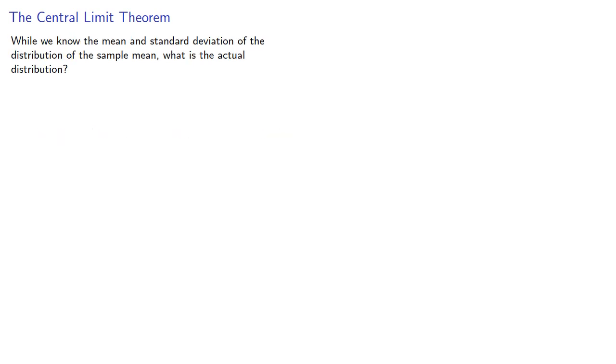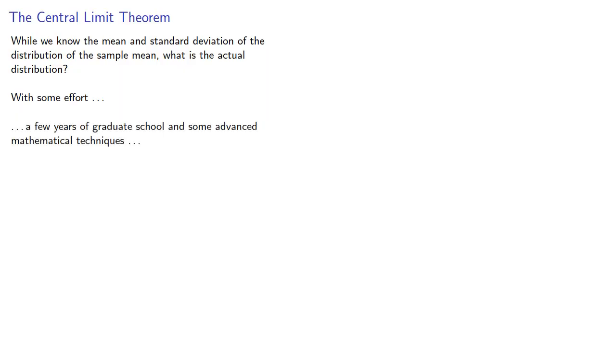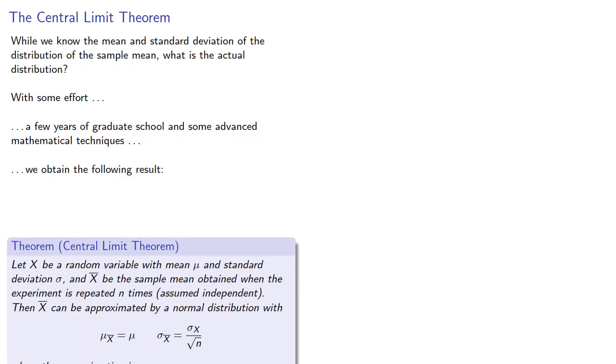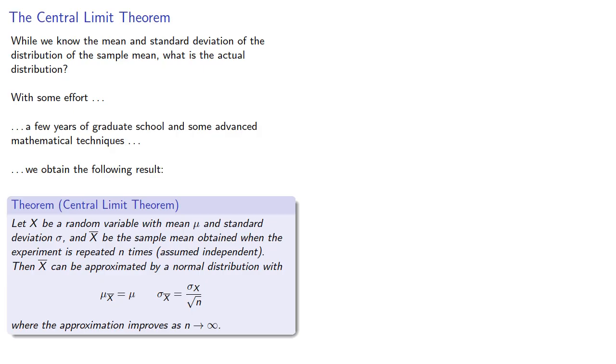While we know the mean and standard deviation of the distribution of the sample mean, what's the actual distribution? With some effort, and that involves a few years of graduate school and some advanced mathematical techniques, we obtain the following result, known as the central limit theorem. Let x be a random variable with mean and standard deviation, and let x bar be the sample mean obtained when the experiment is repeated n times, assumed independent. Then the sample mean can be approximated by a normal distribution with mean and standard deviation, where the approximation improves as the number of trials goes to infinity.